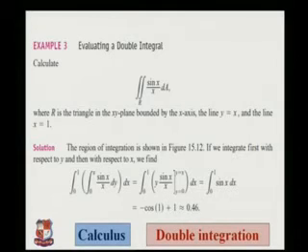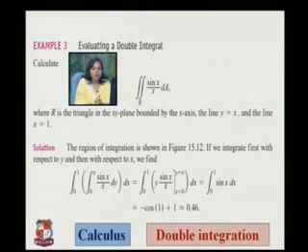Now we will do another topic, the second part, like variable limits. In the previous two examples we saw constant limits. Now in the third example we will see variable limits, where we have the double integration over R of sin x upon x dA, where R is the triangle in the xy plane bounded by the x axis, the line y is equal to x and the line x is equal to 1.